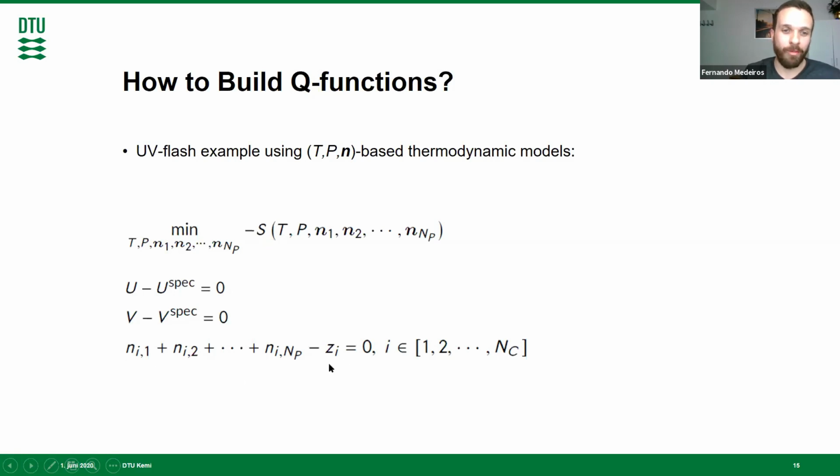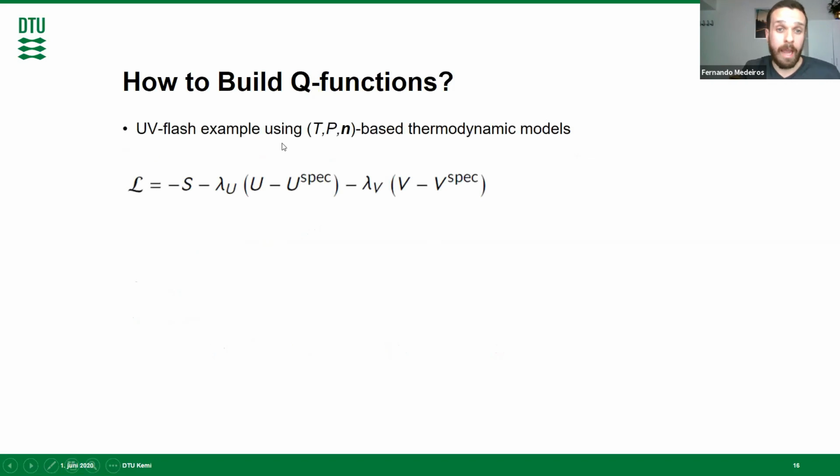And also this final restriction is basically just the sum of the molar amounts in every phase, which should be the same as the total amount of phases that we have. So that's the problem we have when we use different types of variables in the model and in the minimization problem. And how do we solve it?